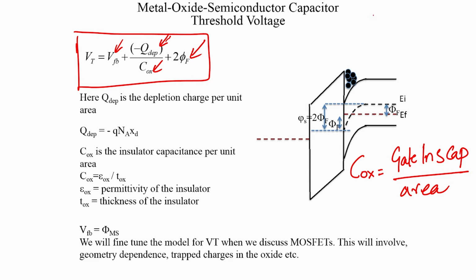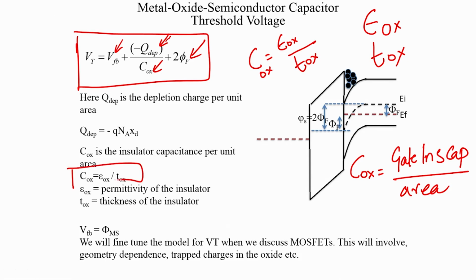So, since it is per unit area, what does it depend on? So, let us say the insulator has got a permittivity of epsilon ox for the oxide, okay, and it has got a thickness of T ox. The total capacitance would be C is equal to epsilon ox A by T ox, where A is the total area. But since we are looking at the per unit area capacitance, C ox is simply epsilon ox by T ox. So, that is your C ox. Okay, so, we understand that term.